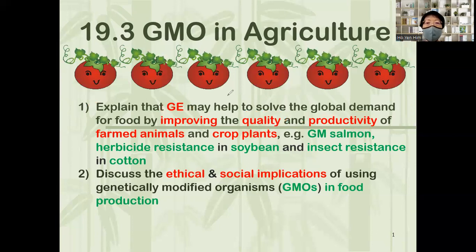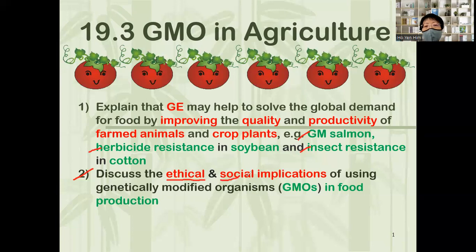So the three examples you're going to look at are GM salmon, herbicide resistance in soybean, and insect resistance in cotton. After that, we also have to discuss, because all these GMOs contain a new, foreign gene that has been inserted into them, which will not be there in a natural environment, in a natural way. So when we introduce these GMOs to the environment, we have to think about the ethical and social implications.